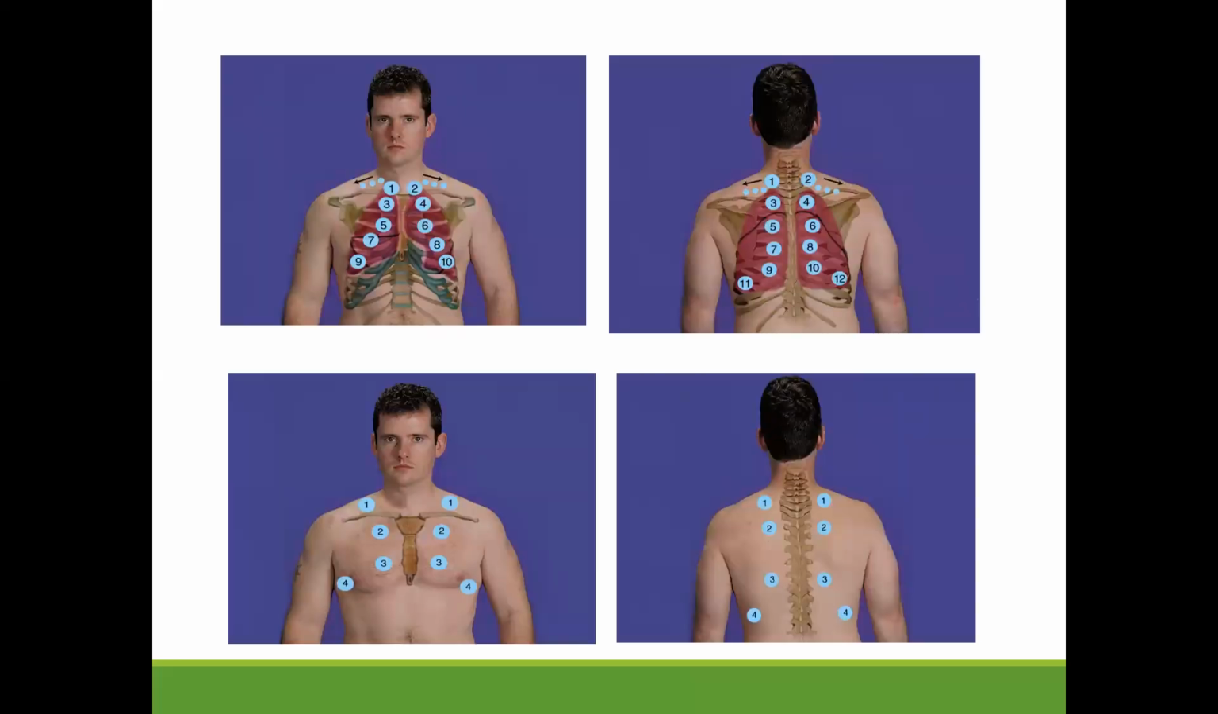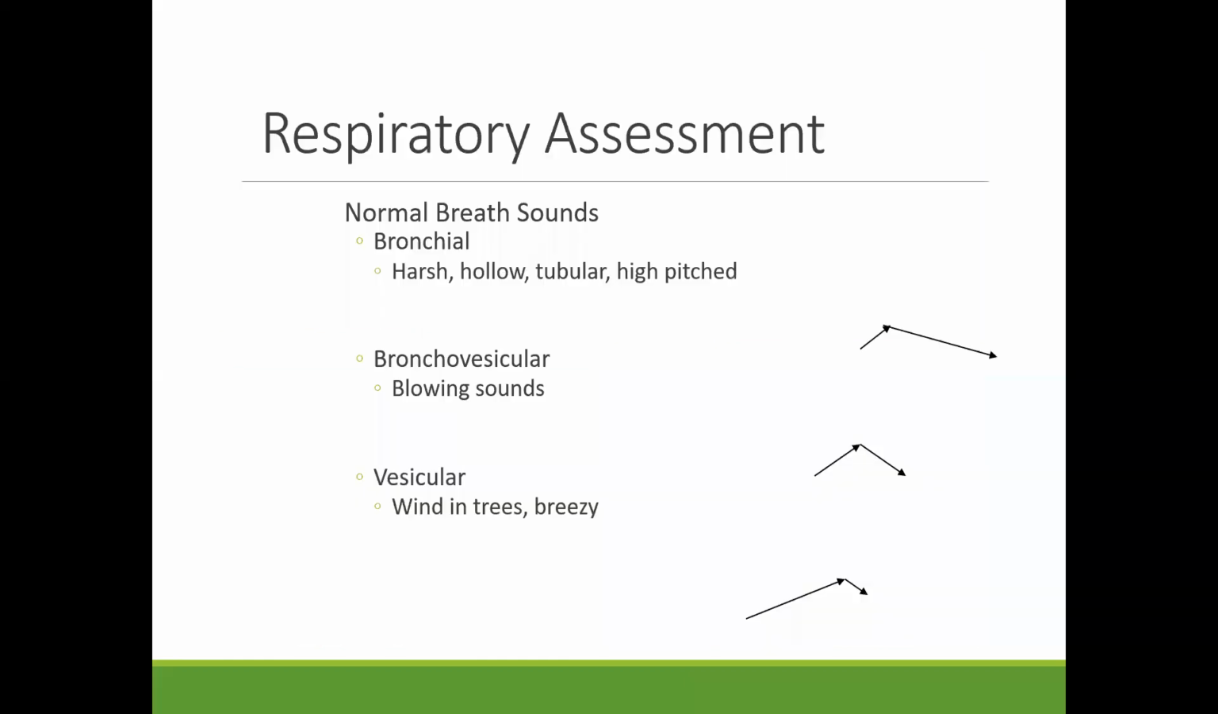Again, your book says 10 on the front, 12 on the back, but the more modified is 4 on the front, 4 on the back. Well, it's really 8 and 8. Again, I want to assess. I want to be able to hit every lobe, because if I'm listening at the top and the bottom, I'm missing the middle lobe on the right side. What if that's where the problem is? Make sure that you are going left to right, right to left.